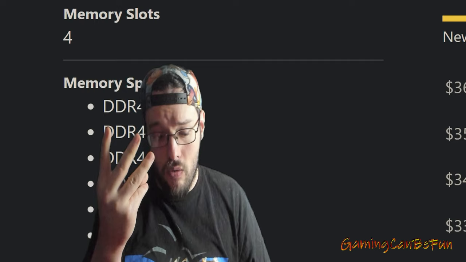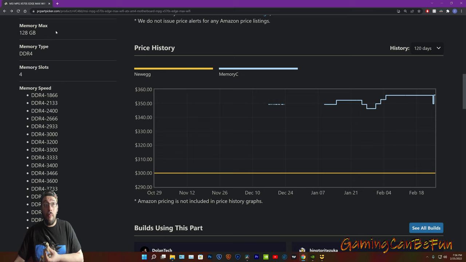Form factor you already know about, obviously. Chipset doesn't matter. Memory max is basically the maximum amount of RAM you can install on your computer. So, for example, there's 4 memory slots in this motherboard, meaning you can put 4 RAM sticks into it at max. So if you want, I don't know why you would, but if you want 128 gigabytes of RAM, then you would have to buy 4 32 gigabyte RAM sticks.